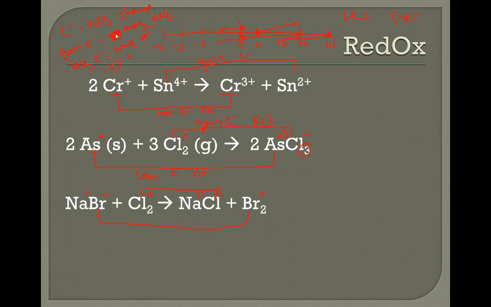Lose electrons, oxidized. Chlorine's going from a 0 to a minus 1. It's becoming more negative. More negative is gain electrons. Gain electrons, reduced. And that's how you do redox.